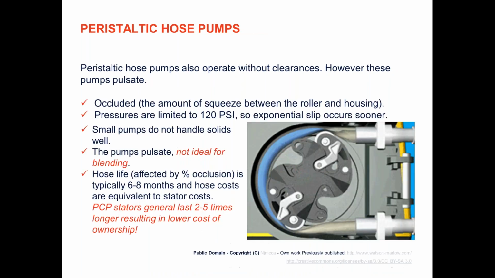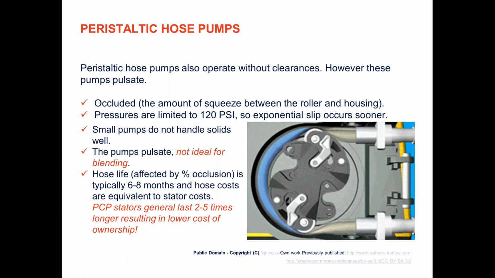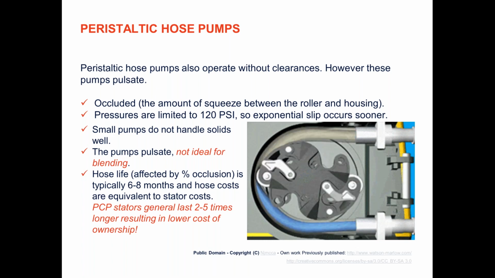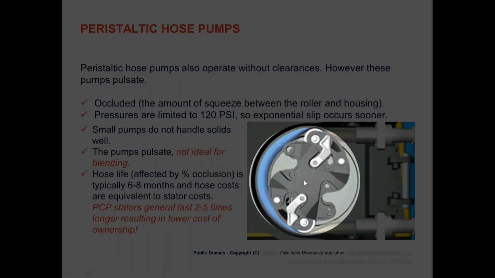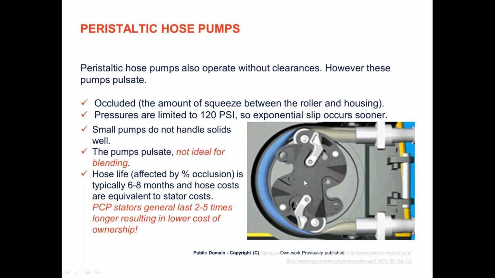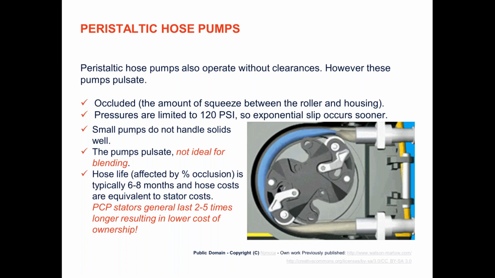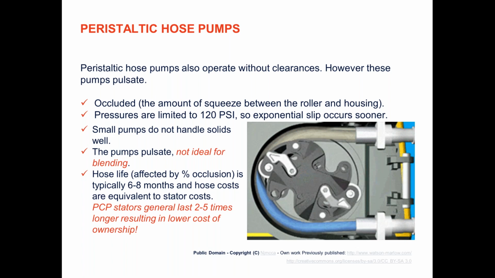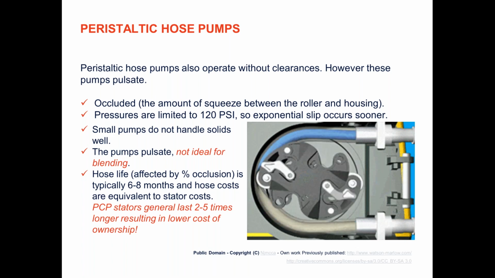Peristaltic hose pumps. These are also a very popular pump on the market right now for chemical metering. These pumps do pulsate as that shoe turns around and compresses that hose. Hose life is typically 6 to 8 months. Progressive cavity pump stators generally last 2 to 5 times longer, resulting in a seriously lower cost of ownership.